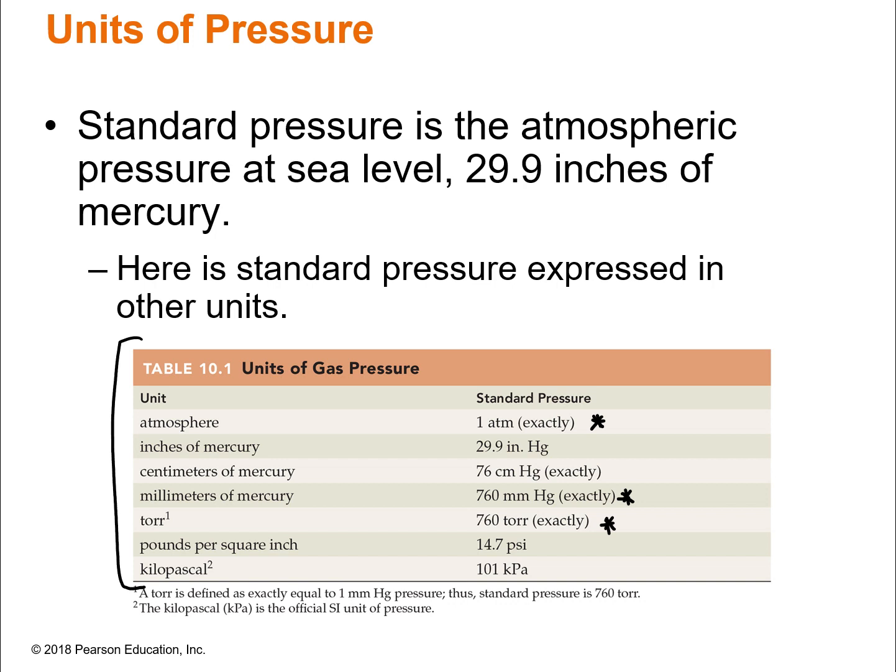The other thing I want to point out is that the ones that I've put a star next to, they have "exactly" next to them. What that means is that it's an exact number. And exact numbers do not count for sig figs. So when you're doing pressure conversions and you're converting, say, atmospheres to millimeters of mercury, the 1 and the 760, they're exact. So you don't use them when you're determining how many significant figures your answer should have.